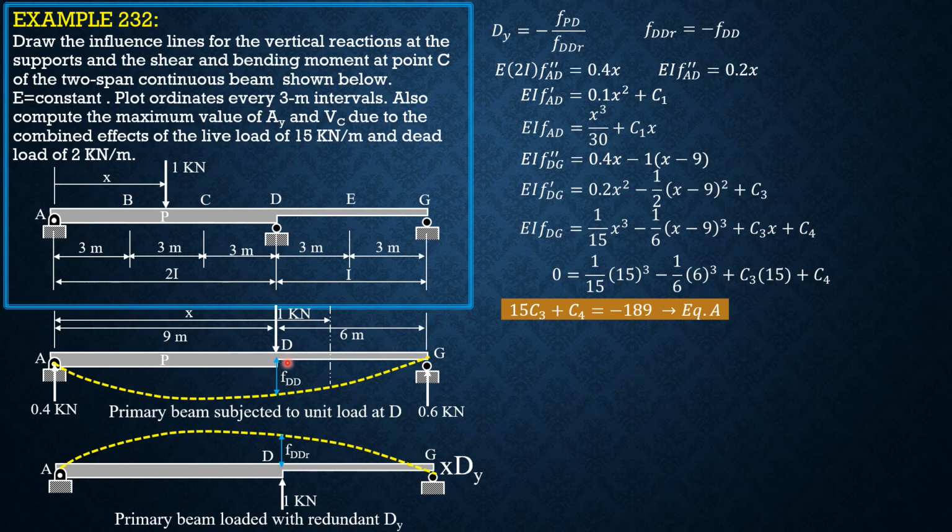Then the slope at D, just to the left and just to the right, will be the same because the beam is solid and continuous. So that means the slope is the same. This represents the slope just to the left of D, and this represents the slope just to the right of D. They are equal when x is 9.